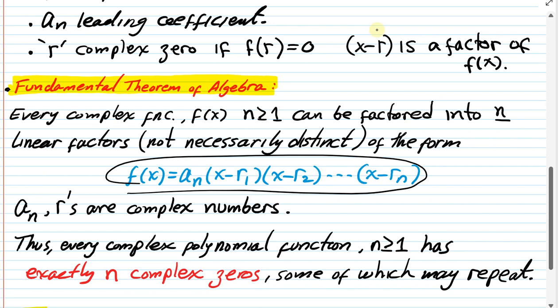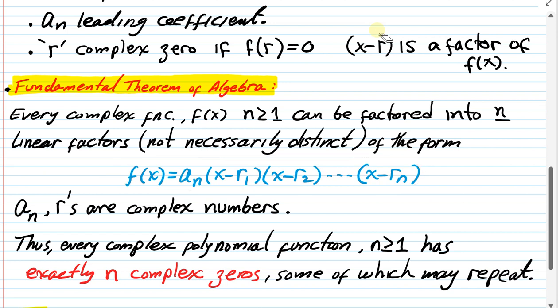We saw it earlier as well, except now x is a complex variable and a sub n here is a complex number, and so are the roots, so are the zeros, if you will. And stated here, a sub n and the r's are complex numbers. So according to this theorem, every complex polynomial function of degree at least 1 has precisely and exactly n complex zeros. And again, some of these zeros may be repeated.